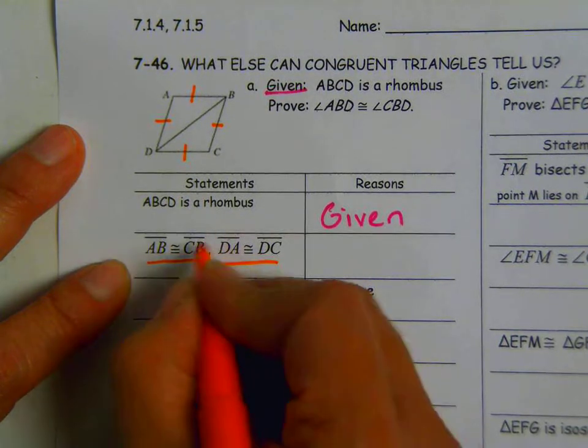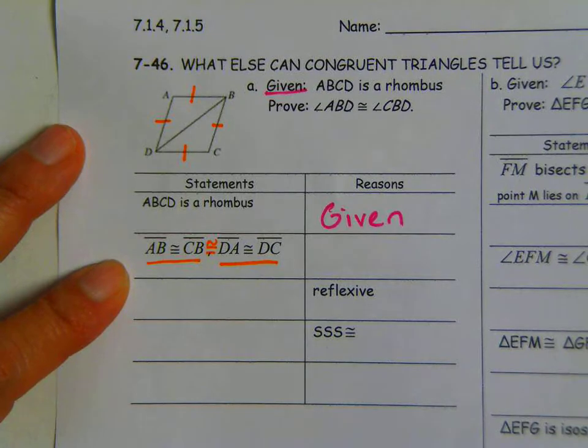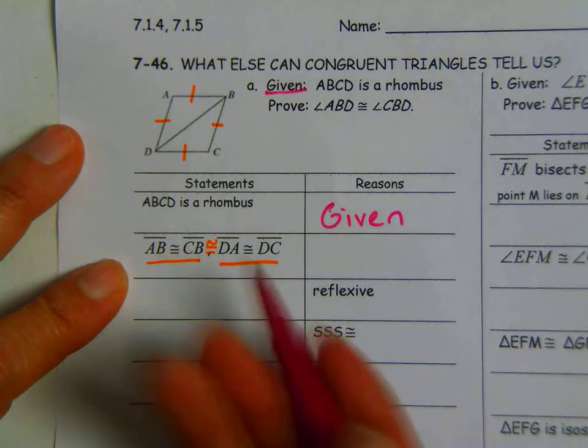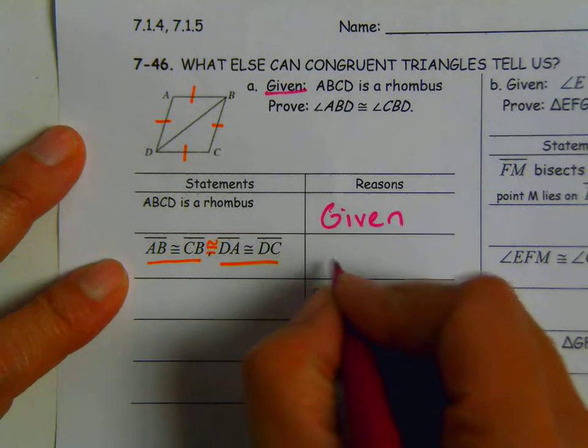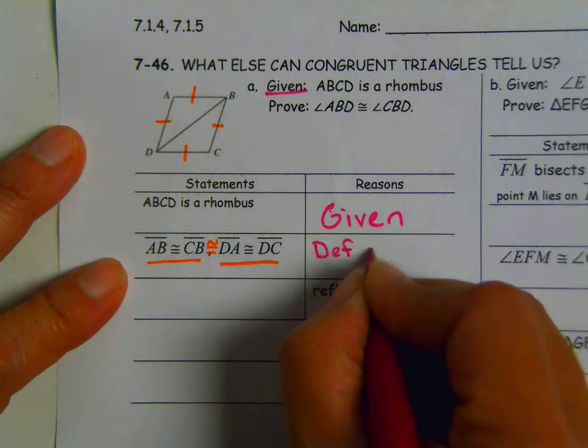If you really wanted to, you could put that symbol right inside there. They're all congruent to each other. How do I know that? Again, it's because I knew it was a rhombus. That's the definition of a rhombus, so I'm going to write down that reason.